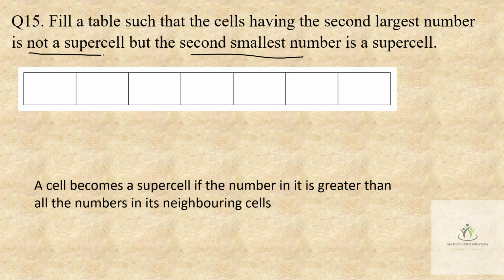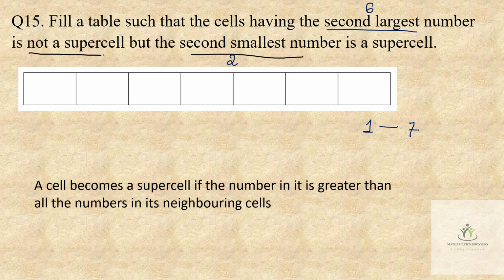Fill the table in such a way that the second largest number is not a supercell. So how many blanks are there? Let's count it: 1, 2, 3, 4, 5, 6, 7. So I am using numbers from 1 to 7. Which is the second smallest number? My second smallest number will be 2. And my second largest number is 6, if I am using 1 to 7.